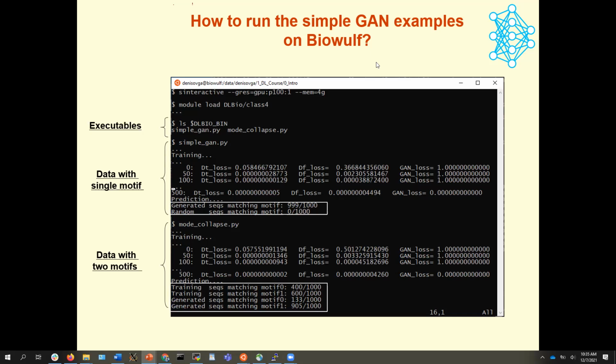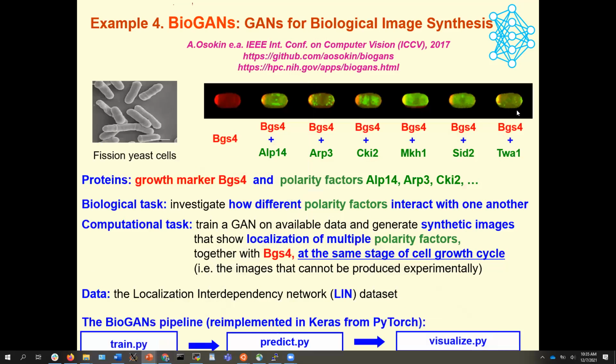Okay, now I proceed to the biological example of this class, which is called BioGANs, and it deals with generation of fluorescent microscopy images that visualize localization patterns of certain proteins, which are important for developmental biology. In this example, we will be dealing with images of fish and yeast cell, and all the images will be two-dimensional. There are two channels, the green channel and the red channel.